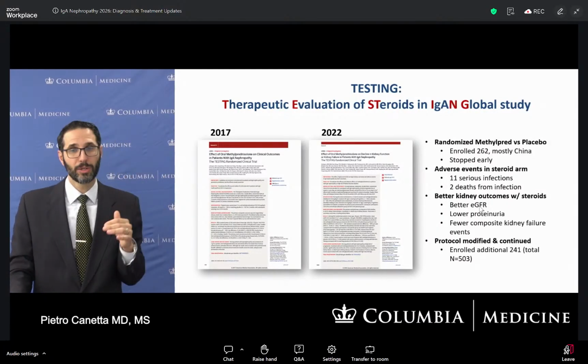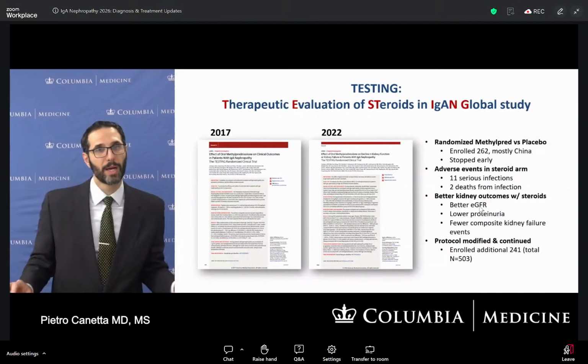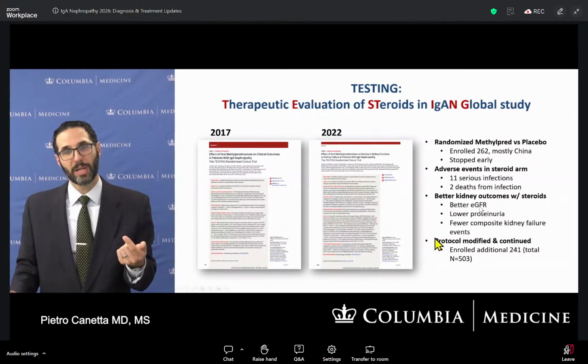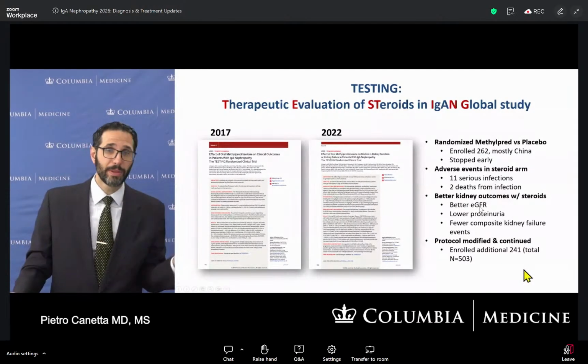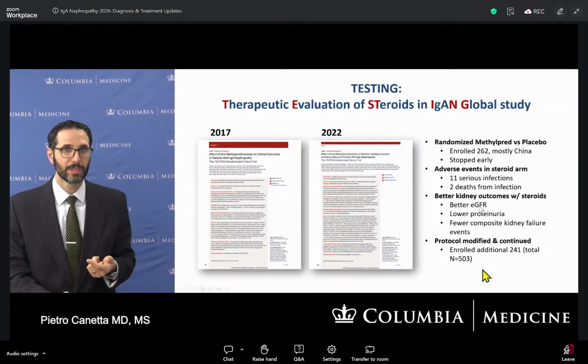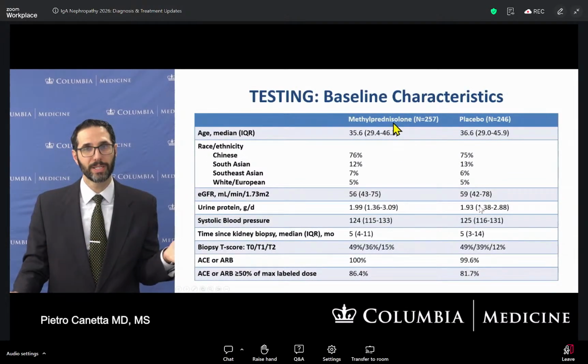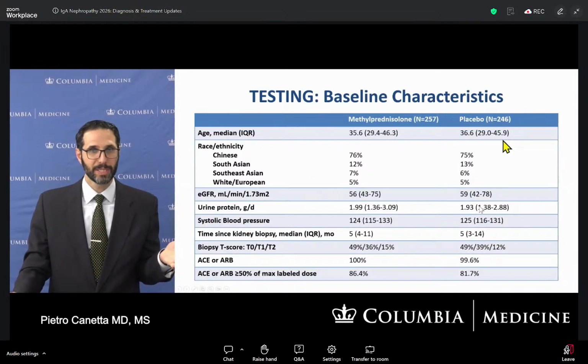They lowered the dose of the steroids, added some antibiotic prophylaxis, and then continued the study and enrolled another, basically doubled the enrollment to over 500 patients. And so what did that show us? We look at the combined methylprednisolone groups compared to placebo.